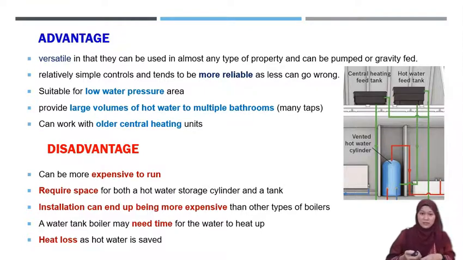Okay, look at the advantages. What are the advantages? It's more reliable. Okay, suitable for low pressure areas. Low water pressure area means that if your house area has very low water pressure, you can have this system because they have a tank to store the cold water. Okay, it's not direct from the source. Okay, and then it provides a large volume of hot water, so you can use multiple taps at one time, so they won't have any problem with low pressure of the hot water when you're using 2 or 3 taps at the same time. And it can work with the older central heating unit that you already have in your house.